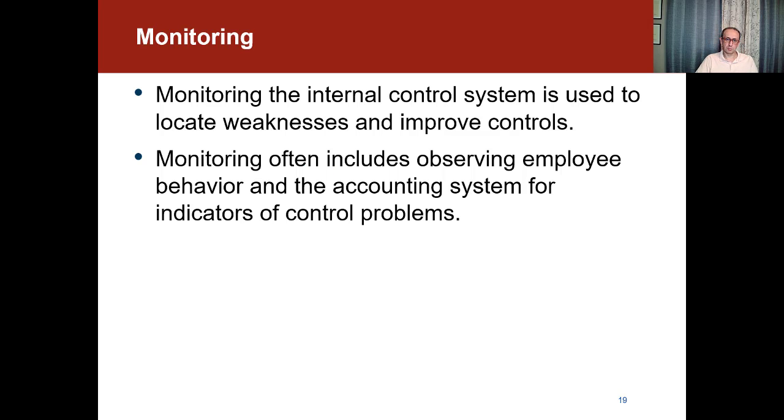Then we have monitoring, which is simply observing whether the system is working as intended or not, or if there's any kind of issue that's arising that we have to solve. So monitoring the internal control system is used to locate weaknesses and improve controls. Monitoring often includes observing employee behavior and the accounting system for indicators of control problems.